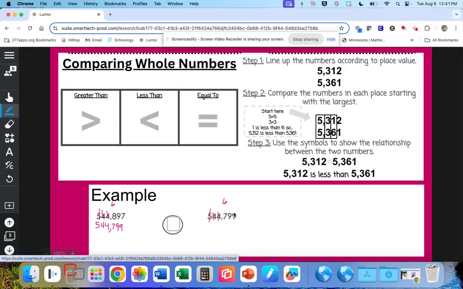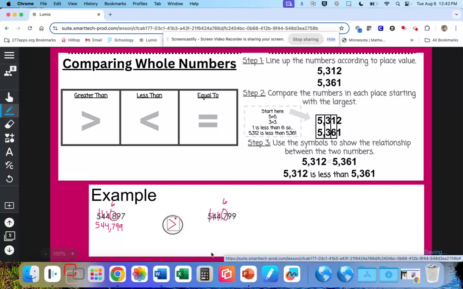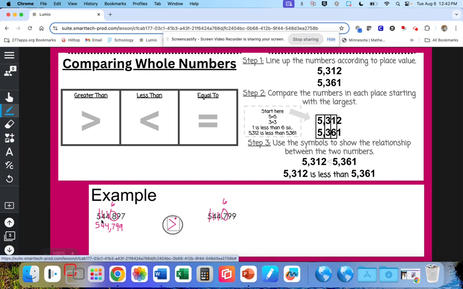Now I have an 8 and I have a 7. I'm going to circle those because that's the first spot where I've seen something that's different. And this is actually where it's going to identify which one's bigger, an 8 or a 7. The 8 is bigger, so I'm going to draw my symbol of greater than. 544,897 is greater than 544,799. This is your good proof by circling where they became different.